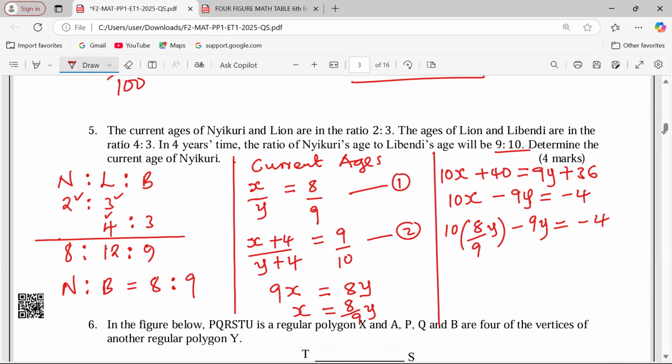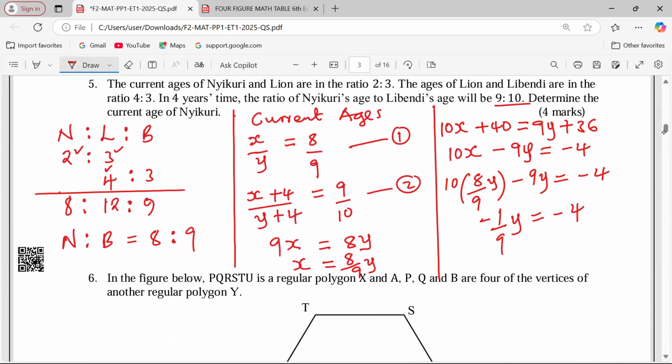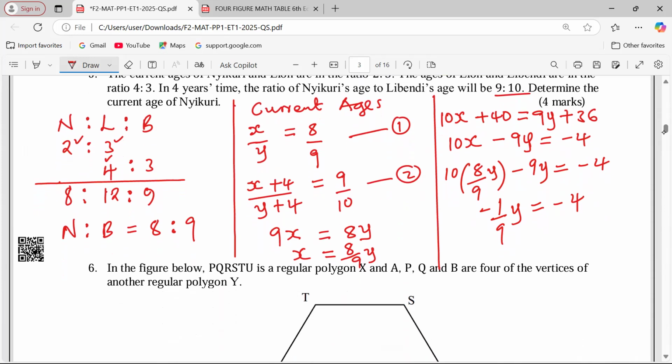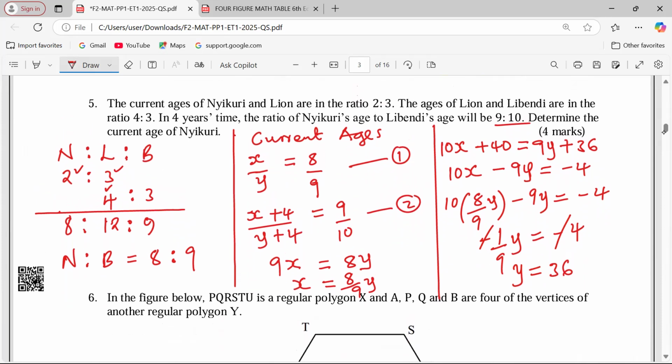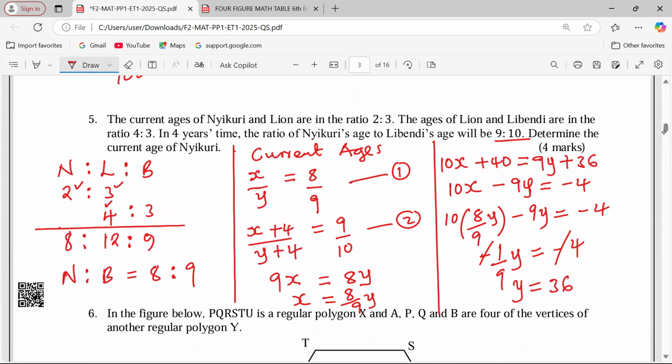Therefore, 80/9 minus 9 is giving us -1/9Y equals -4. If this is so, then to remain with Y, we have to multiply by 9 through, because the negatives will first cancel. Then to remain with Y, we multiply by 9 through. So Y equals 36. According to what we had let, this will be the age of Libenti currently.